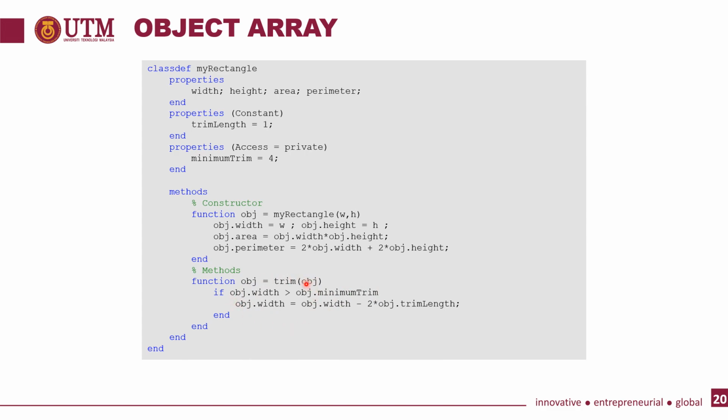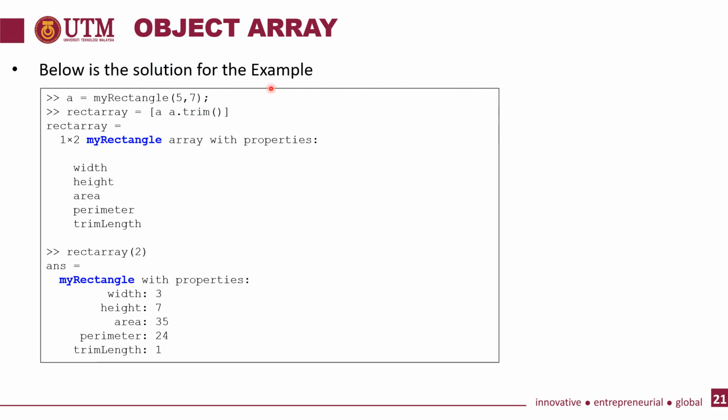Okay, so this is the solution for the example. It is all about an object array, because we wanted to create an array from the object. So how do we do it? Okay, a equals myRectangle 5 7, because we already initiated a constructor with 2 inputs, so you must put 2 inputs here. And then it will create an object called myRectangle.